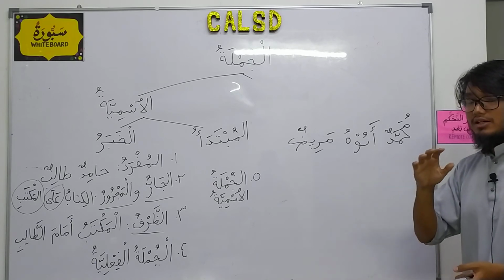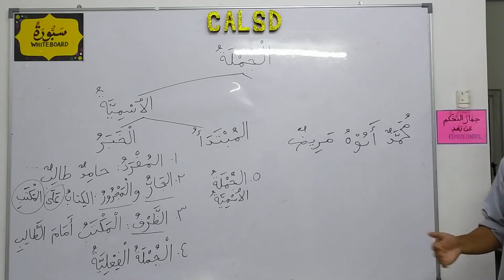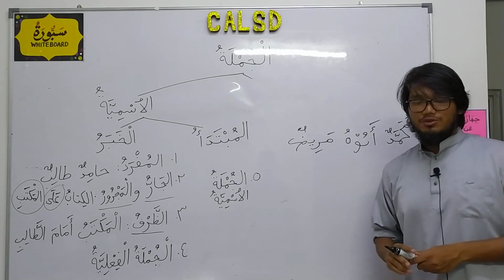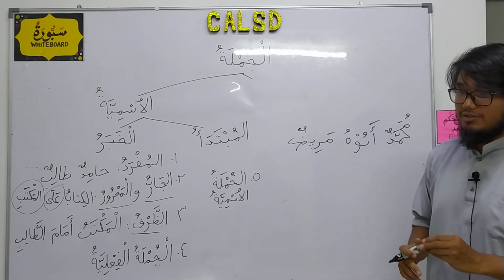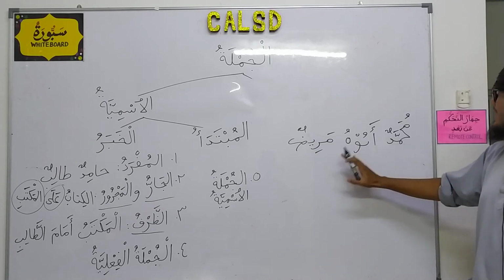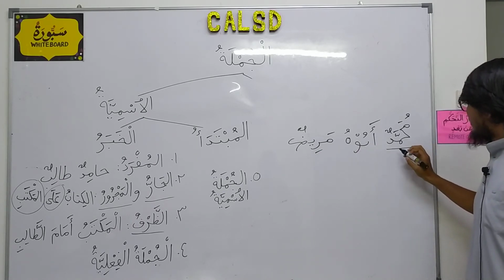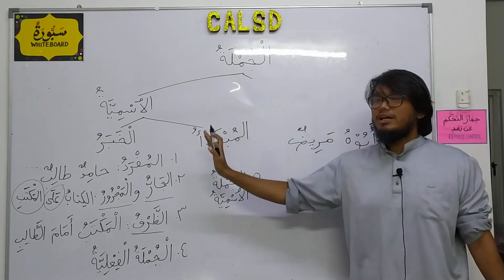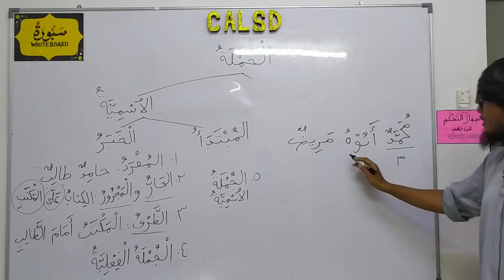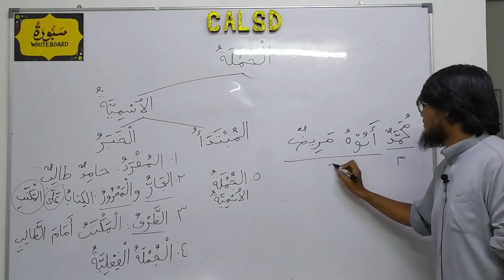If it starts with isim, it's jumlah ismiyah. Simple as that. So isim and fa'al, you will learn when you learn the Arabic language, inshallah. So when we come to this, we know that this is jumlah ismiyah because Muhammadun is an isim. For jumlah ismiyah, there's mubtada and khabar. This is the mubtada. The khabar is not abuhu. It's the whole thing.